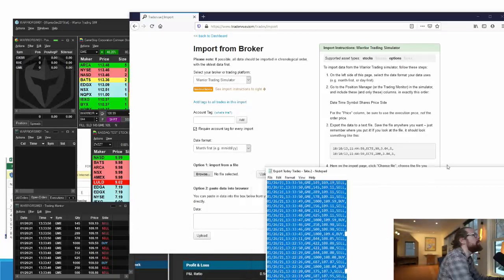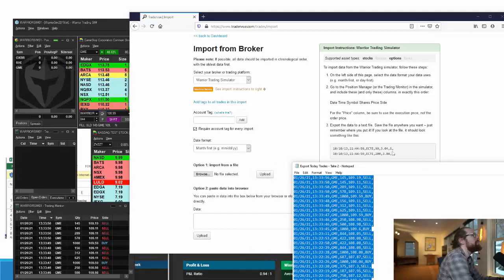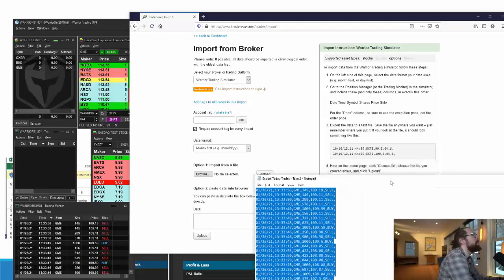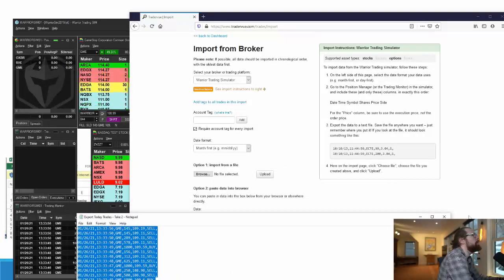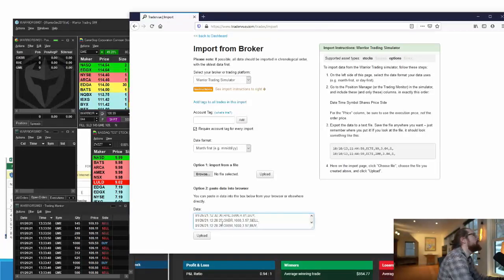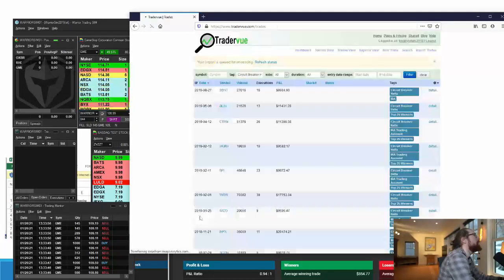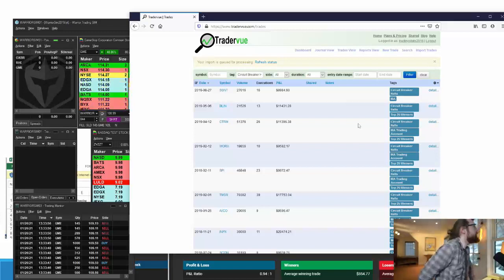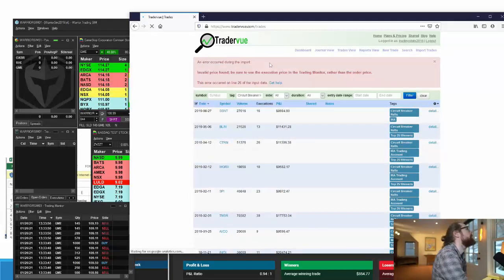Wait. Just the S. Huh. Well, let's see what happens. And then we'll choose the file and we'll import it. Our date format is month, day, year for me. I'll just do a test, that way I can go in and delete them. All right, so let's see. I think invalid price found.